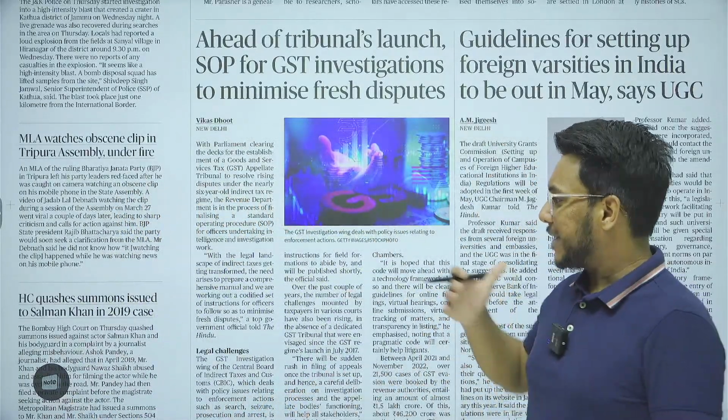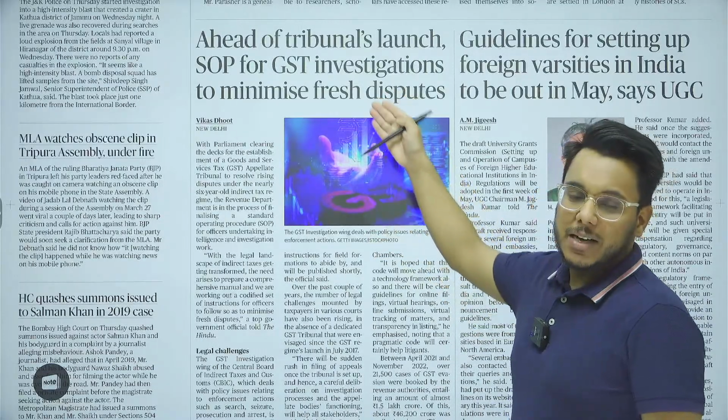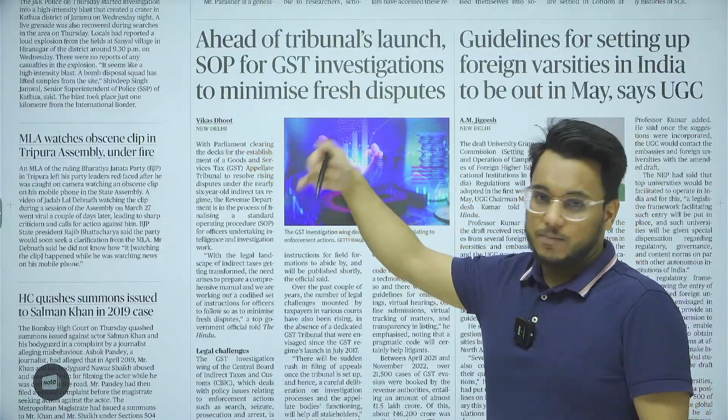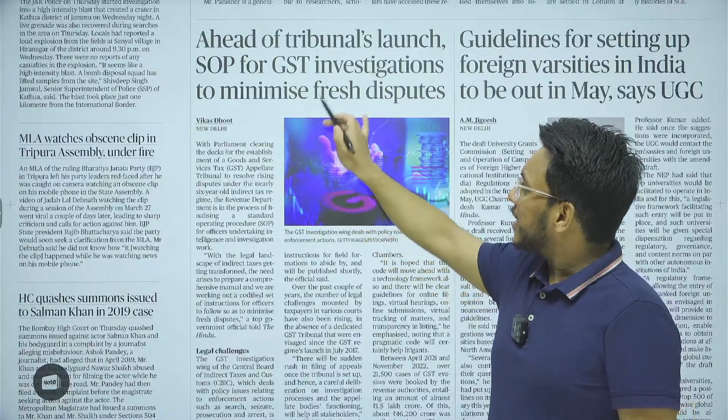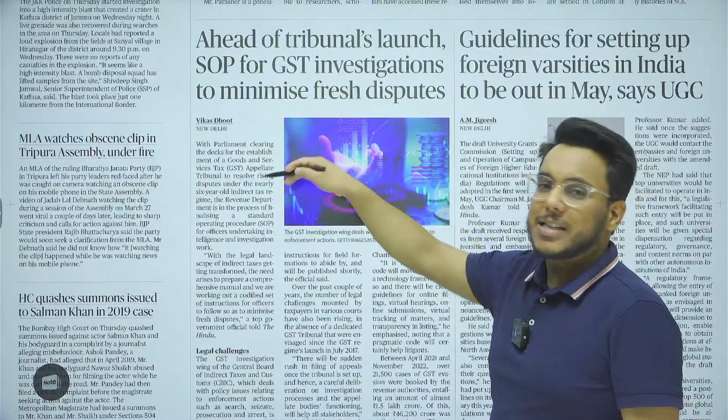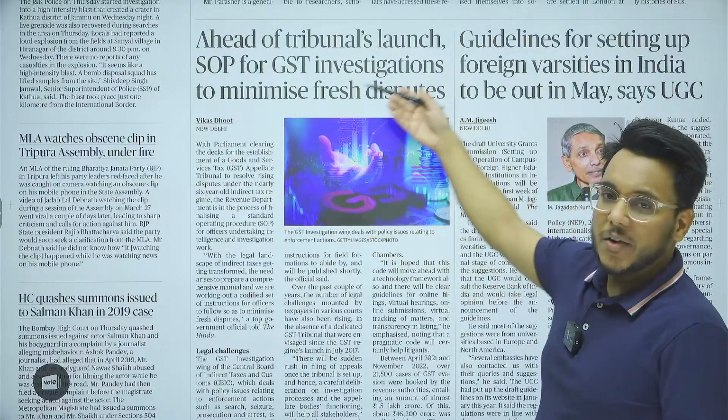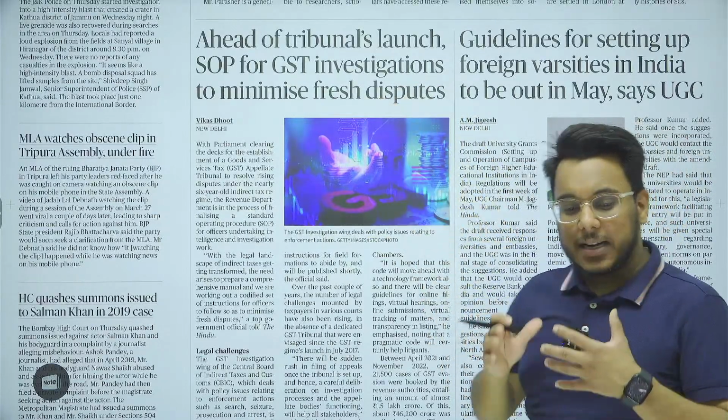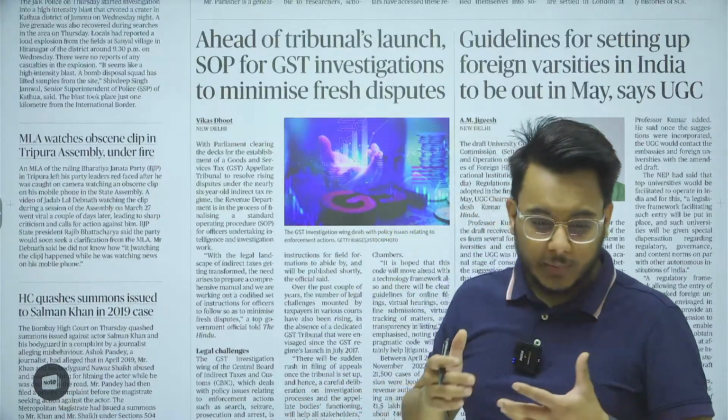Now, basically, what has happened? The GST appellate tribunal has already been provided for. We have seen. Now, the standard operating procedure for investigations will be released. So understand this thing, that within the GST matters, there are many of the issues that are there. So how the investigations are to be done, so that fair investigations happen.